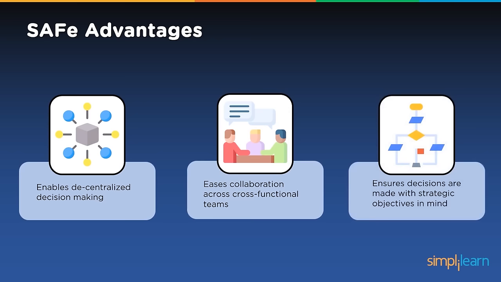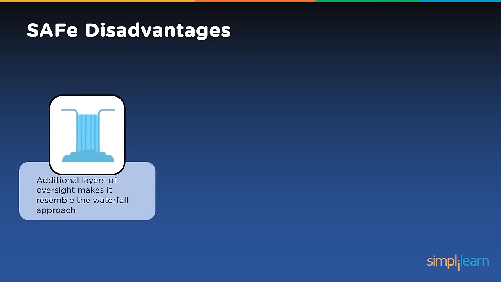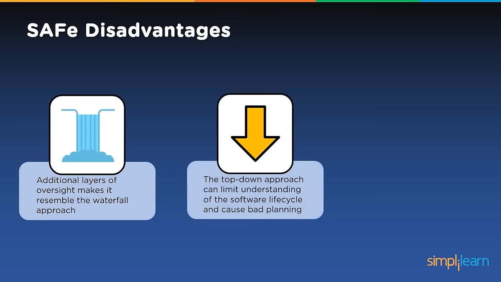So disadvantages include additional layers of oversight, which makes it resemble the waterfall approach. The top-down approach can limit understanding of the software lifecycle and cause bad planning. So visibility, providing that visibility is very essential. Then larger planning cycles and roles that are fixed in development cycles.